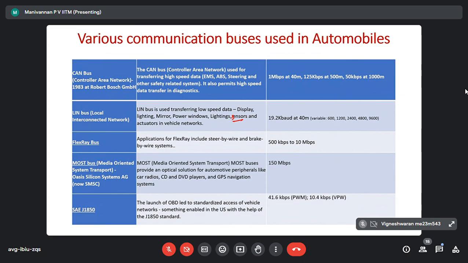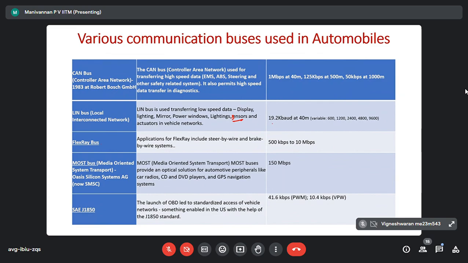Those sensors, right? Boot sensor, correct? Door sensor, front door, back door, correct? If it is open, those are micro switches. Those sensors can be connected to the body electronics ECU, and that will be connected using the LIN bus. Lighting and all these things, the ECUs are connected.